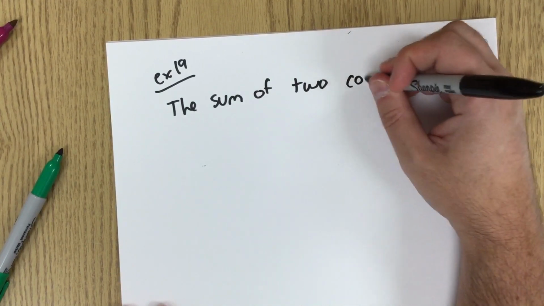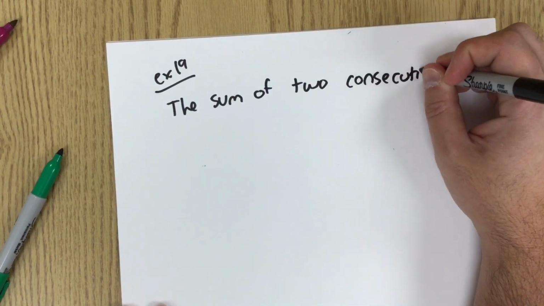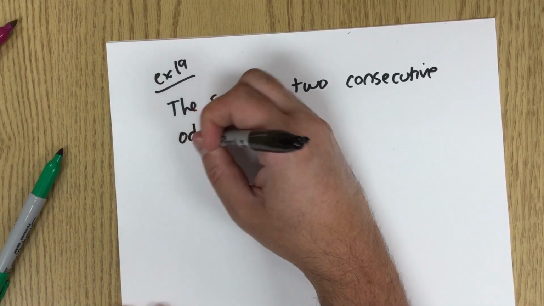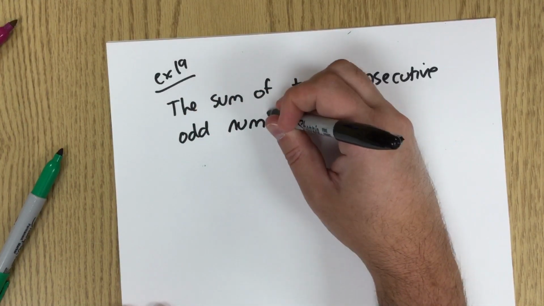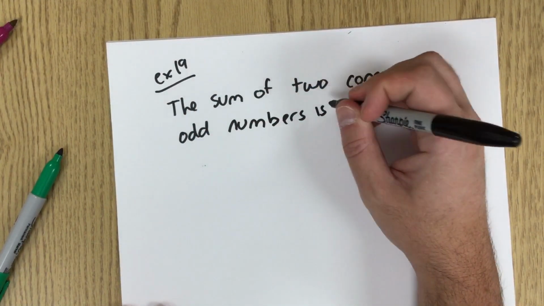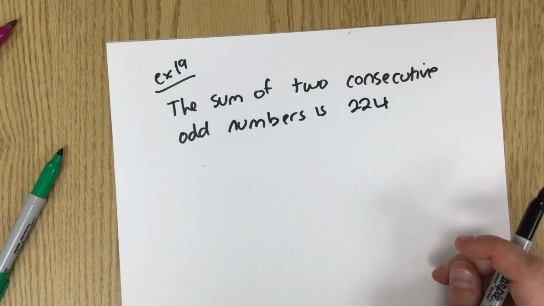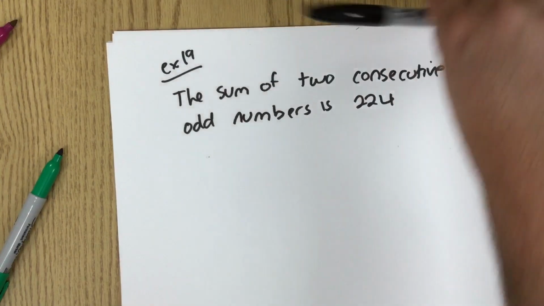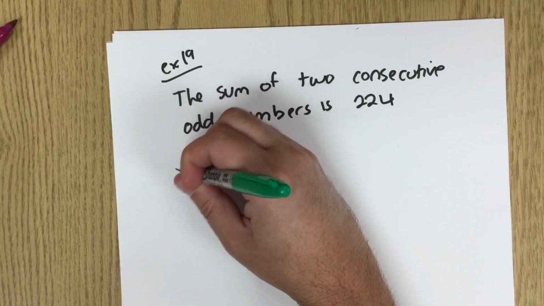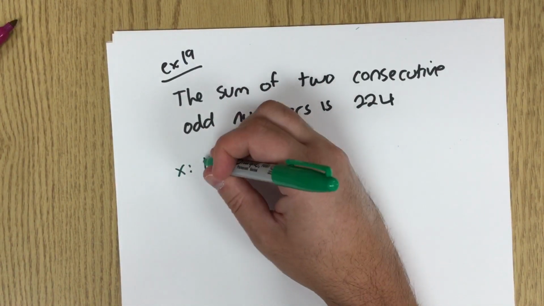Now the sum of two consecutive odd numbers is 224. So x is going to be the smaller number.